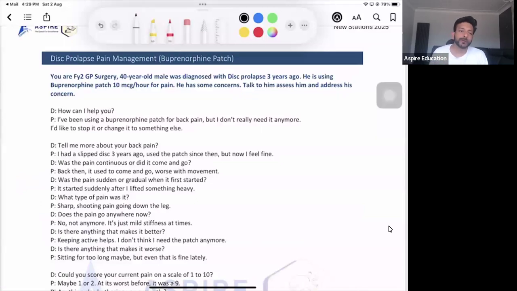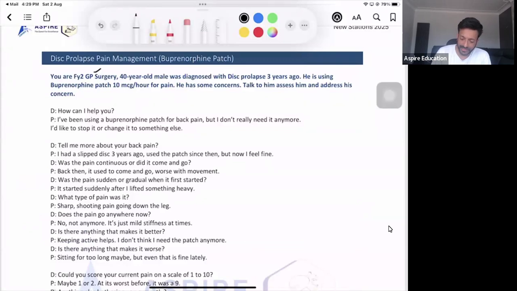All right, so the next one, the pain management, disc prolapse pain management. The patient is actually on a buprenorphine patch. Buprenorphine is what? It's a strong opioid. Okay, so the scenario is you're an FY2 in GP surgery.